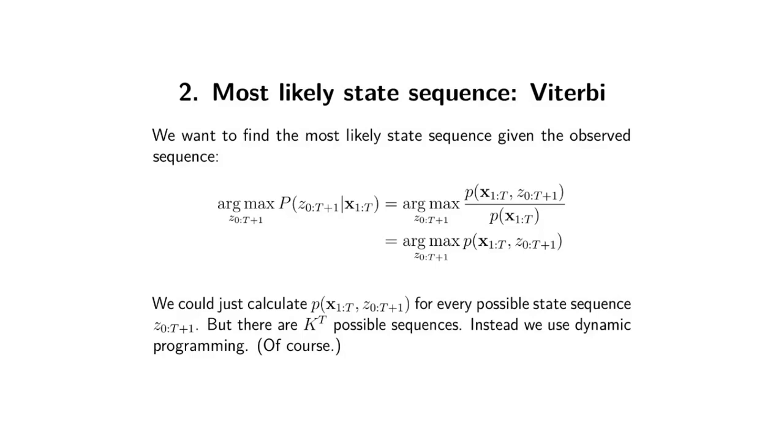We want to find the most likely state sequence given the observed sequence. So I give you the sequence of observed things like words, and I ask you, what are the part of speech tags for this sequence of words? And the other thing I give you is the parameters of the model. I've stopped writing fire, but just remind yourself that it is there.